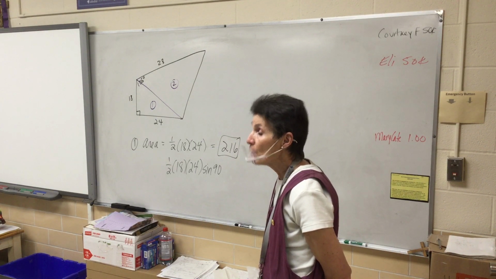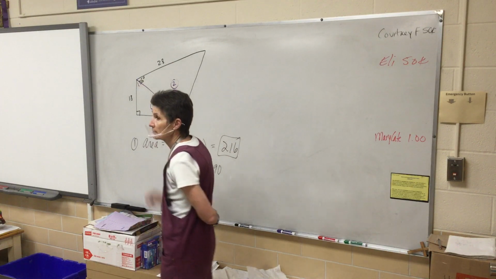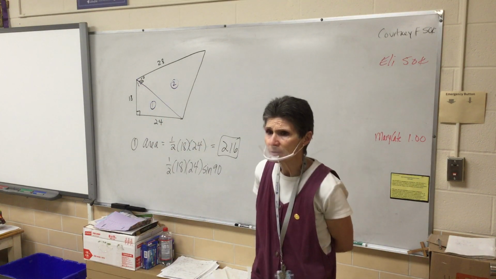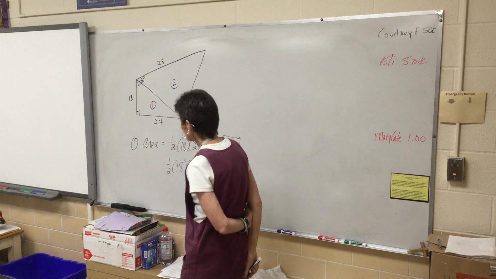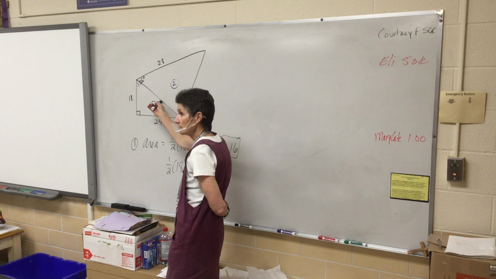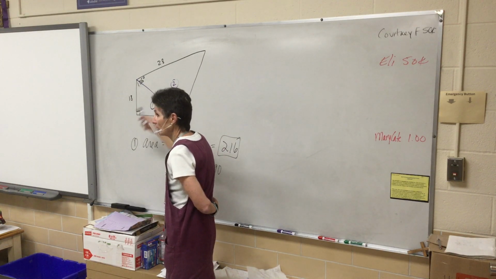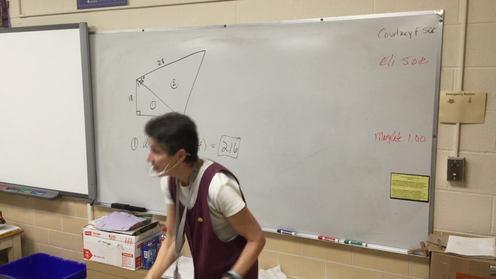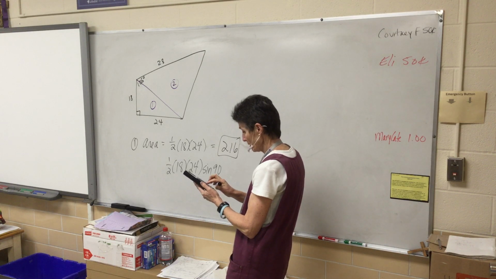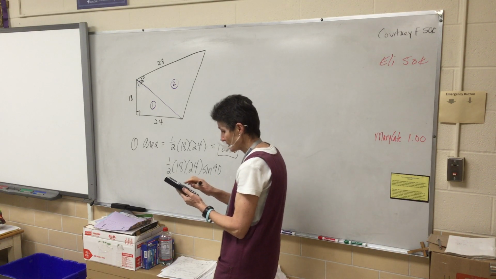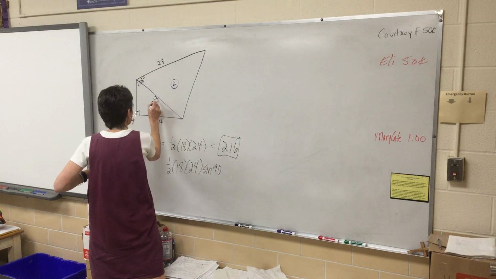I literally know nothing about it except that this side's 28. Is there any other information I could find out about it? Tyler? Pythagorean theorem with 18 and 24. Absolutely. So the hypotenuse of this right triangle, I can just do the Pythagorean theorem for, and then I'll know that side also. So 18 squared plus 24 squared. Oh, that's 30. That worked out nicely. So that's 30.